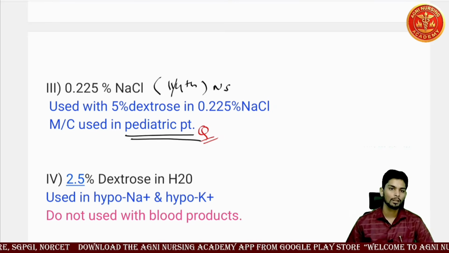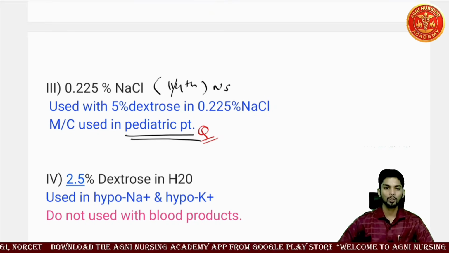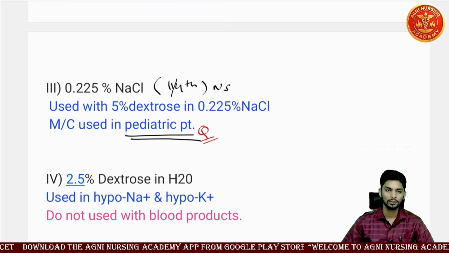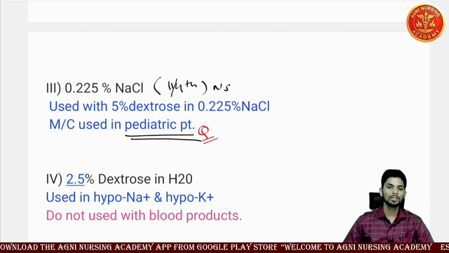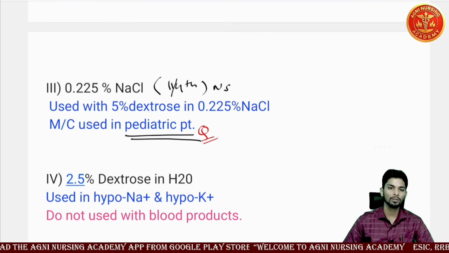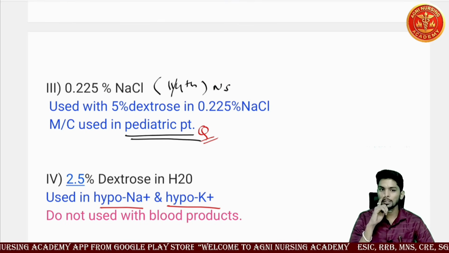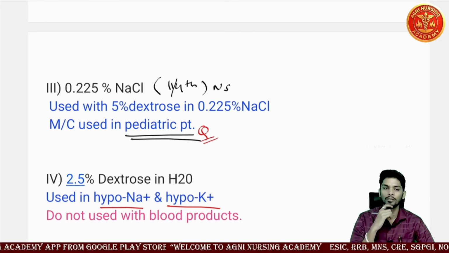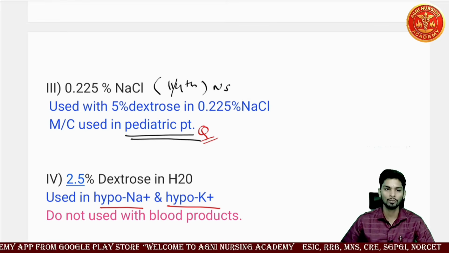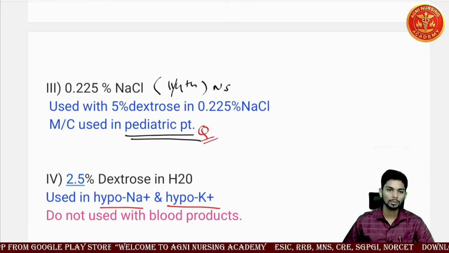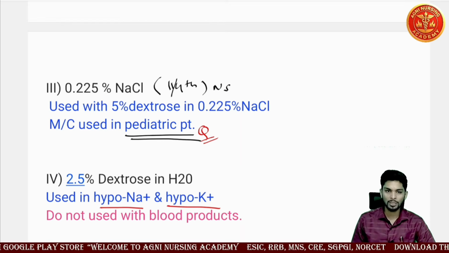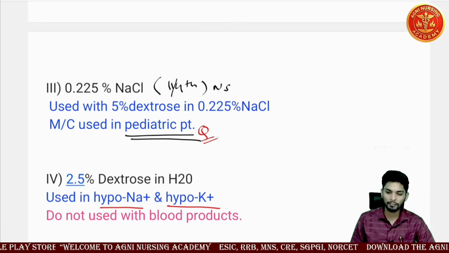Fourth type of hypotonic solution is 2.5% dextrose in water. This 2.5% dextrose in water should be used in cases of hyponatremia and hypokalemia. In cases of hyponatremia and hypokalemia, we will give this 2.5% dextrose solution in water. One precaution should be taken with this fluid: it should not be given with blood products.